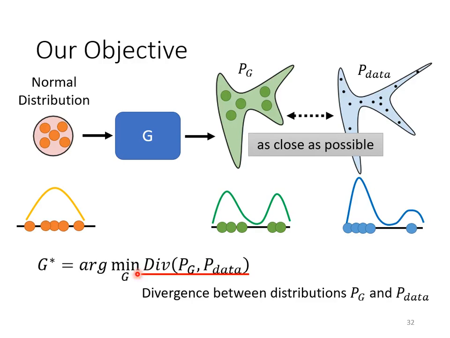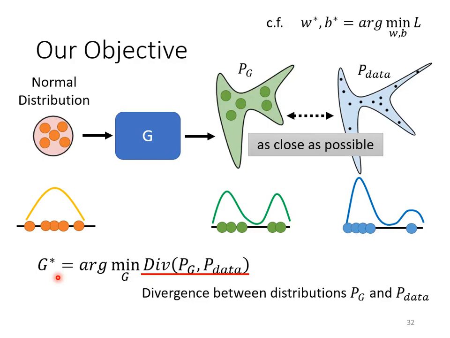Our current goal is to find a generator. The so-called find a generator actually means find a set of parameters in a generator. Note that the generator is also a network. There are a lot of weights and biases in it. Find a set of generator parameters to generate PG, and the divergence between this PG and P data should be as small as possible. What we are looking for is such a generator. We use G star to represent it here.